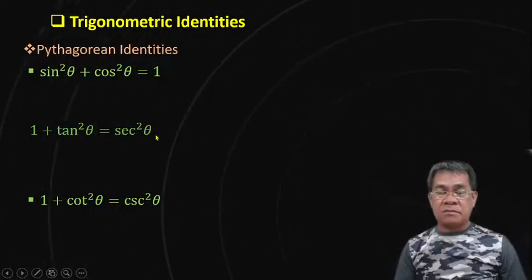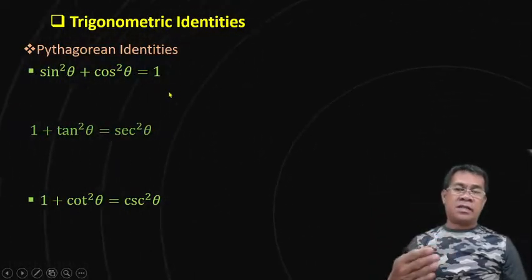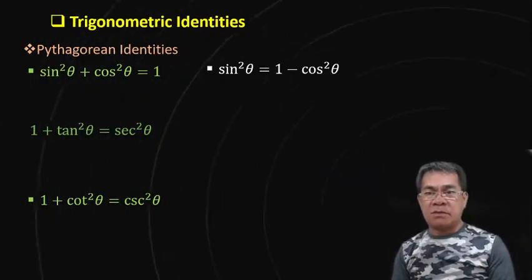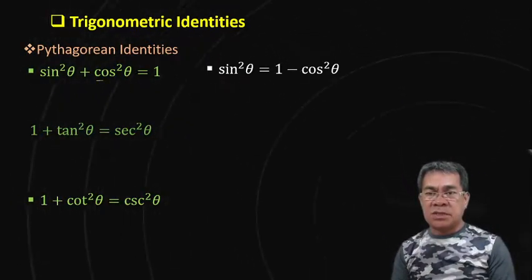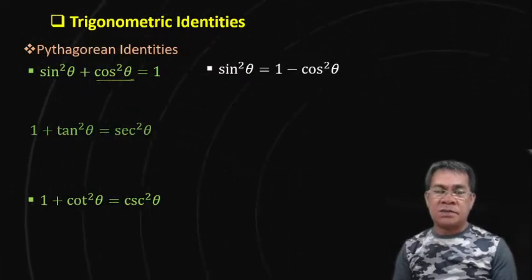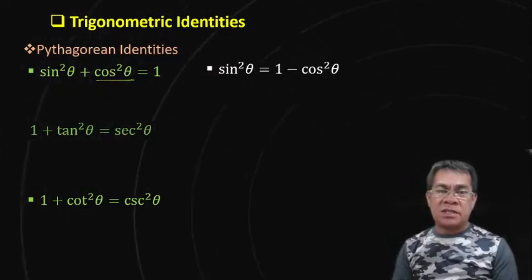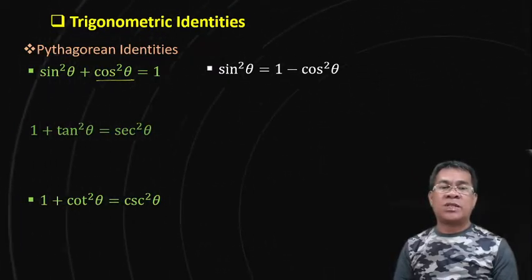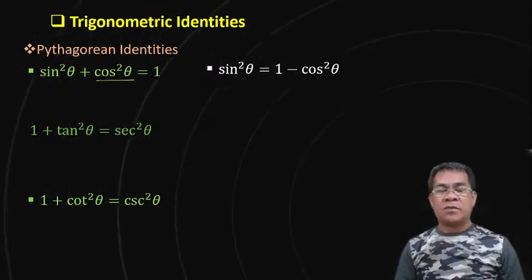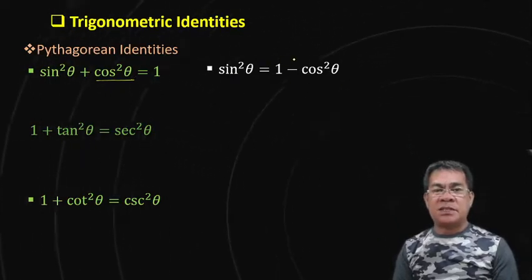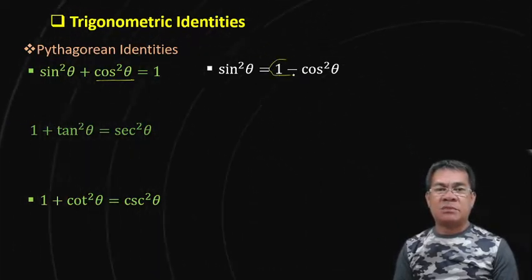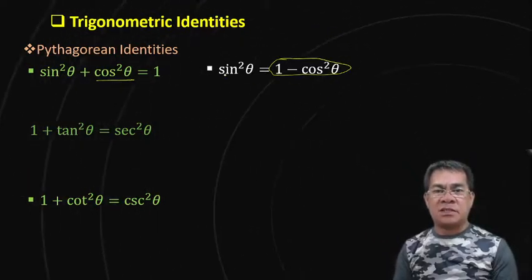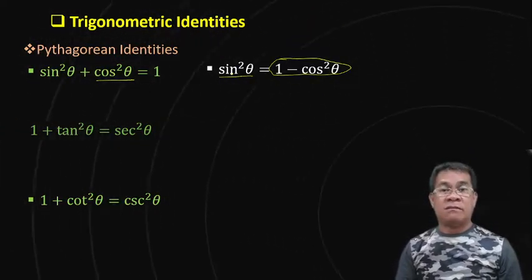These are the main. From this, we can create another identity. By what? By transposing, for example, you want to transpose this to the right side. This will become sine square theta is just equal to what? 1 minus cosine square of the angle theta. Which means that if you can see this expression in a given equation, then you can replace it with this value, vice versa.